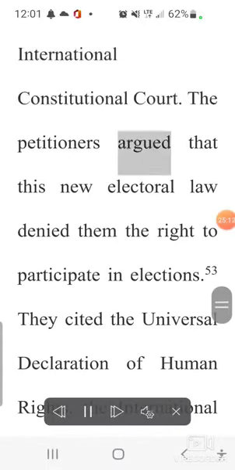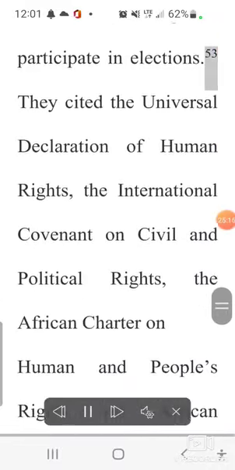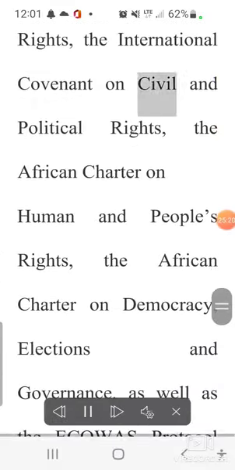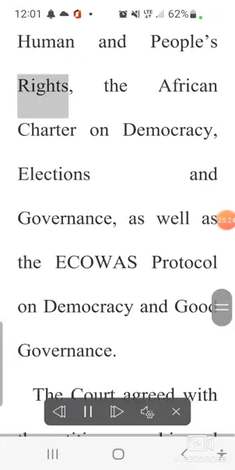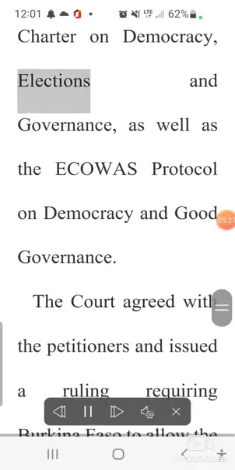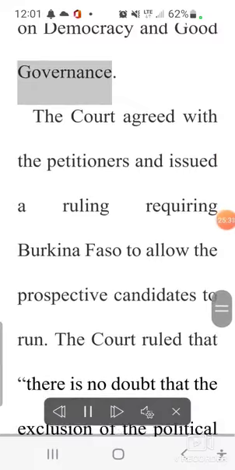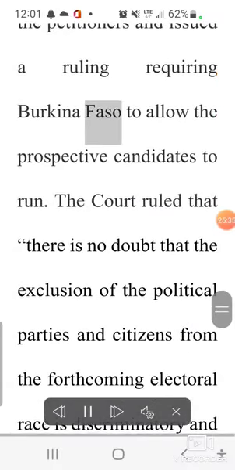The petitioners argued that this new electoral law denied them the right to participate in elections. They cited the Universal Declaration of Human Rights, the International Covenant on Civil and Political Rights, the African Charter on Human and People's Rights, the African Charter on Democracy, Elections, and Governance, as well as the ECOWAS Protocol on Democracy and Good Governance. The court agreed with the petitioners and issued a ruling requiring Burkina Faso to allow the prospective candidates to run.